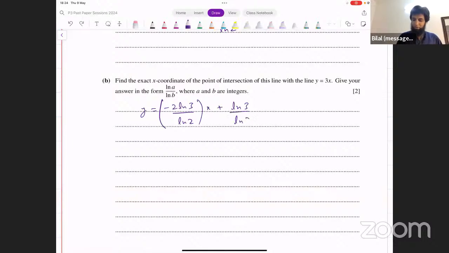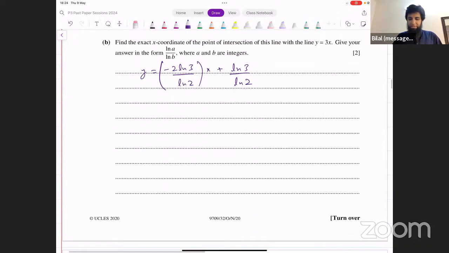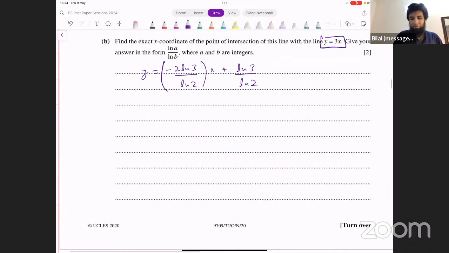What we want to do is solve this equation simultaneously with y equals 3x. So what we can do is put in this equation, in place of y, 3x. Replace y with 3x. What does that give you? 3x equals this. And now this is the equation that we want to solve. But the answer that we want at the end has to be exact. Okay, so we can't use decimals here. Now, how can we do that? How do we make it simple enough?